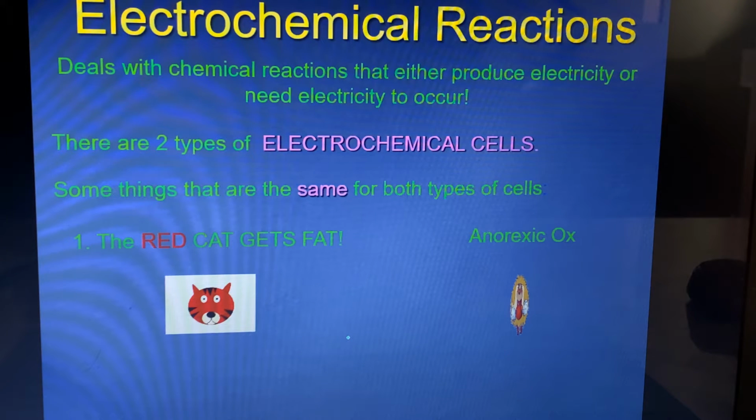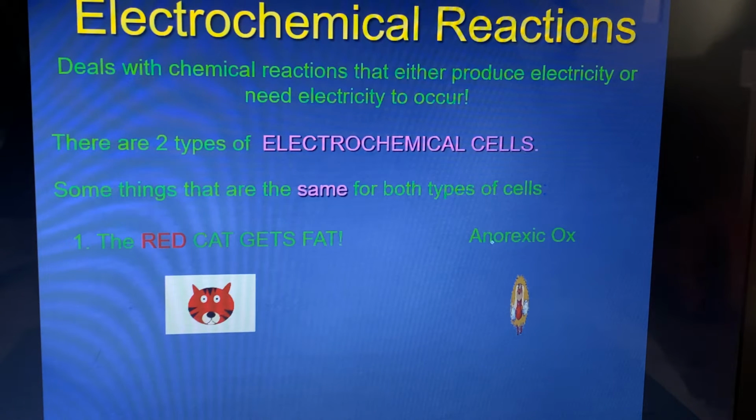All right, so for both of these cell types, the one we're going to talk about today, the voltaic cell, and the one we're going to talk about next class, which is an electrolytic cell, reduction will occur at the cathode, and the cathode is going to increase in size. And oxidation will occur at the anode, and the anode is going to decrease in size. So that's where we get the "an ox" from, and the red cat gets fat.